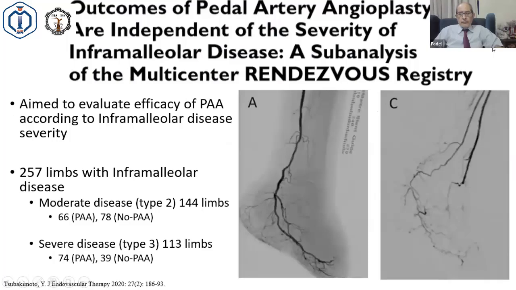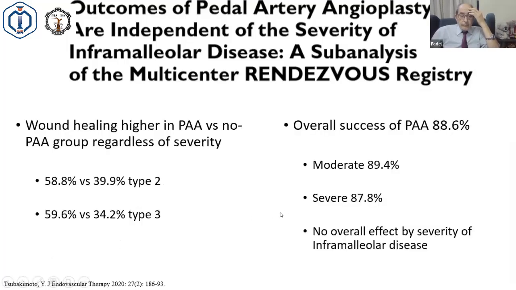Tsubakimoto in Endovascular Therapy in 2020 looked at another paper from this RENDEZVOUS registry, looking at the outcomes of pedal artery angioplasty, and showed they're independent of the severity of the inframalleolar disease. Now, keep in mind the different Cairo classifications we talked about earlier. They had 257 limbs with inframalleolar disease, and they broke it down into moderate disease, or a type 2 Cairo, and severe disease, type 3, with 144 and 113 limbs, respectively.